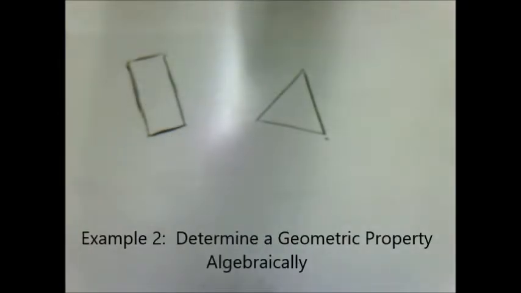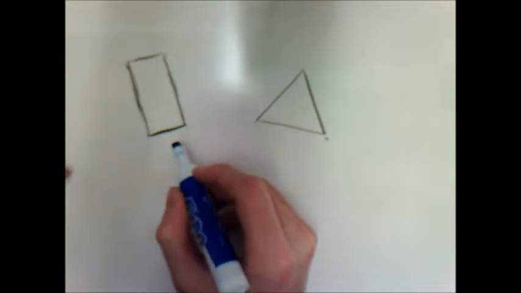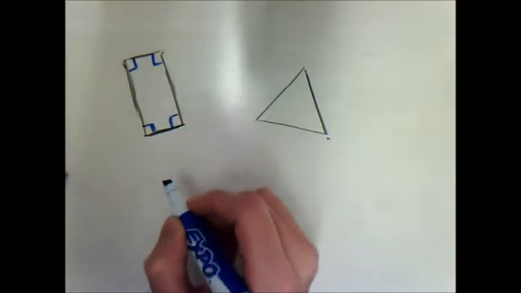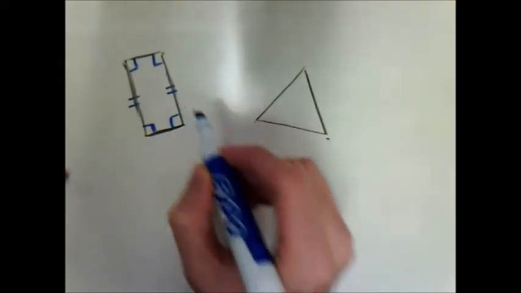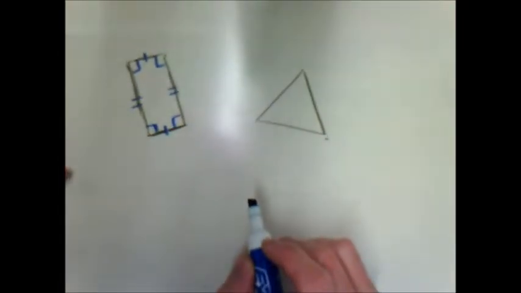Example number 2 wants us to determine a geometric property algebraically. So what is a geometric property? Well, a property is a characteristic or quality that is always true, and geometry has to do with shapes. So we'll take 2 examples here. This is a rectangle. A geometric property of a rectangle is that a rectangle contains 4 right angles. Another geometric property is that 2 of the sides are the same length and the other 2 opposite sides are the same length.